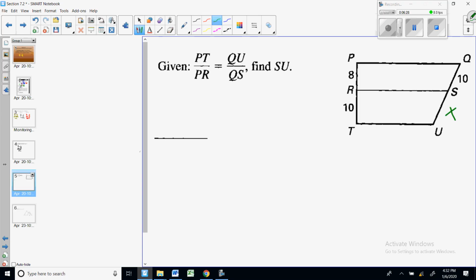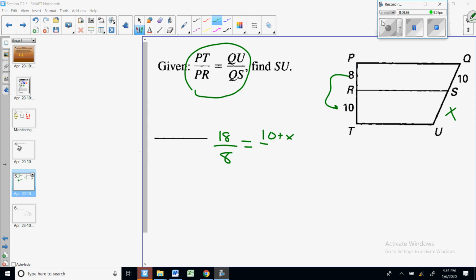The problem we're given is this set of proportions up here, so we're going to plug numbers in. What is our length from P to T? It's 8 and 10 combined, which gives us 18. My value for PR is 8. And that 18 over 8 is going to equal QU, which is 10 and x added together, over QS, which is just plain old 10.